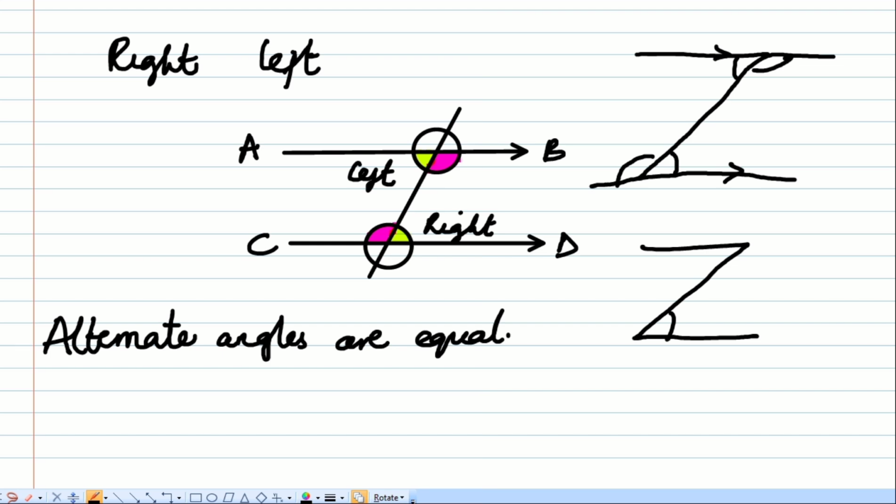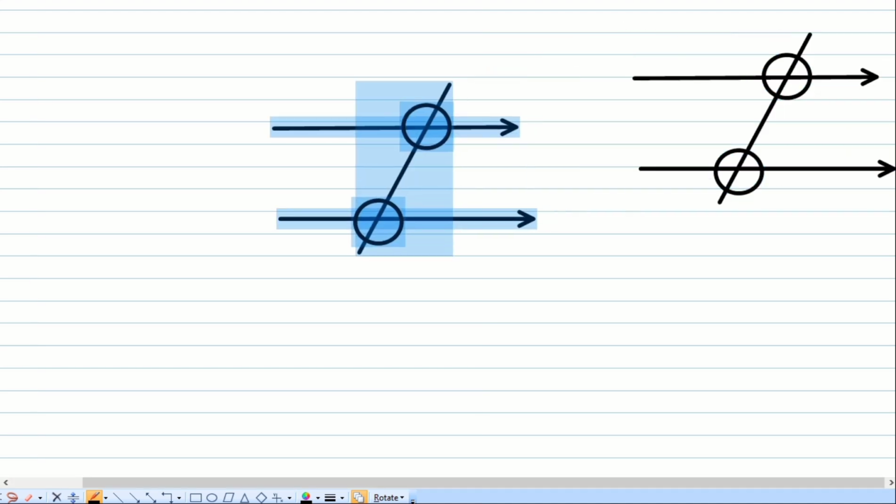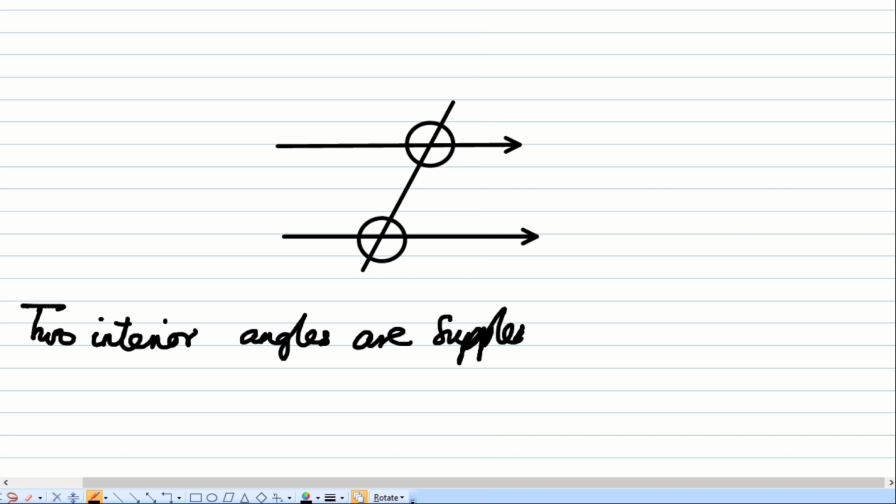So we'll go over to the last one. That's the last relationship you should know, at least for now. So we just bring back our setup again. The last one is that interior angles are supplementary. So you must know that.